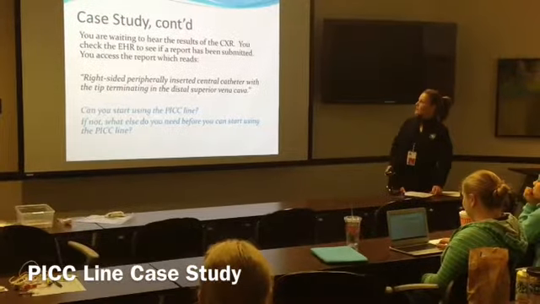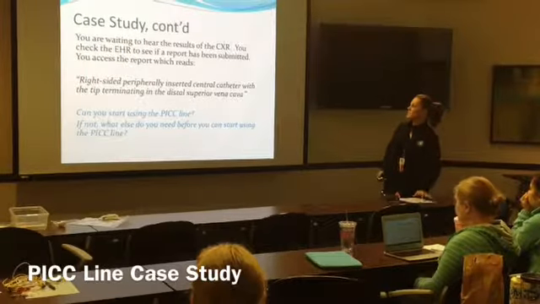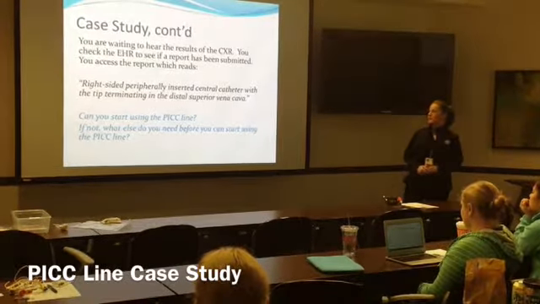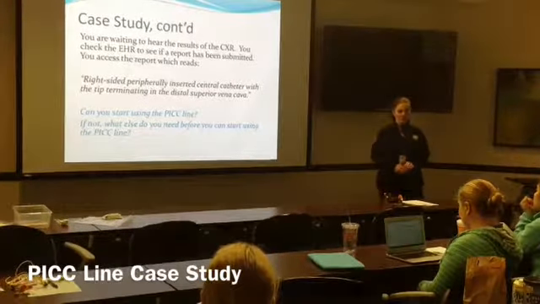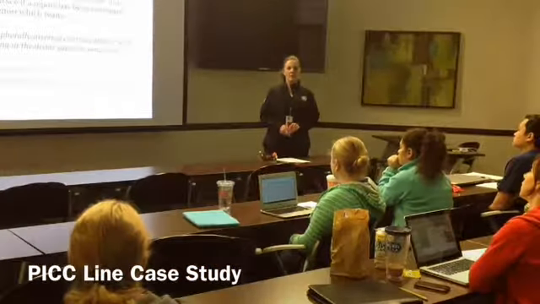Okay, so now you're waiting to hear the results of the chest X-ray. You check the EHR to see if the report has been submitted. You access the report, which reads, right-sided peripherally inserted central catheter with the tip terminating in the distal superior vena cava. Can you start using the PICC line? No. How come?